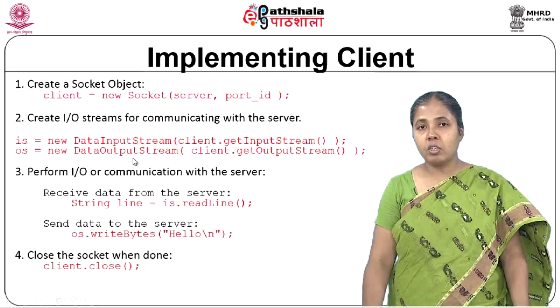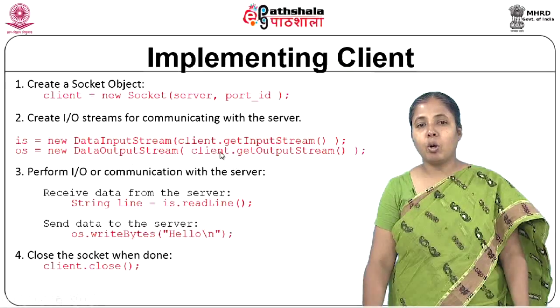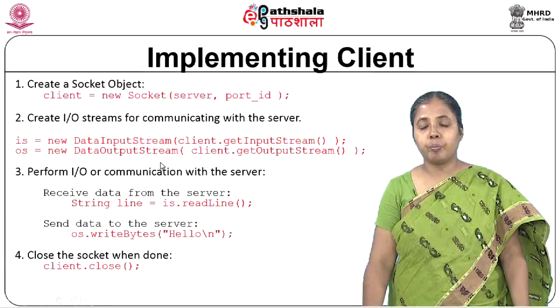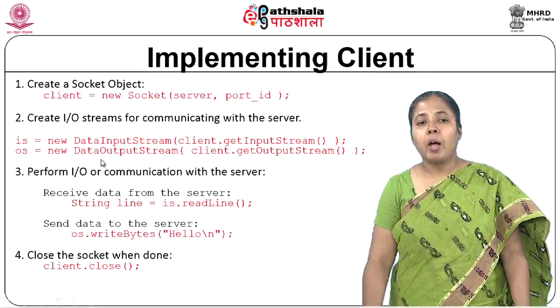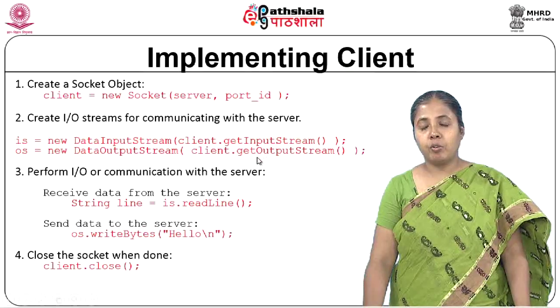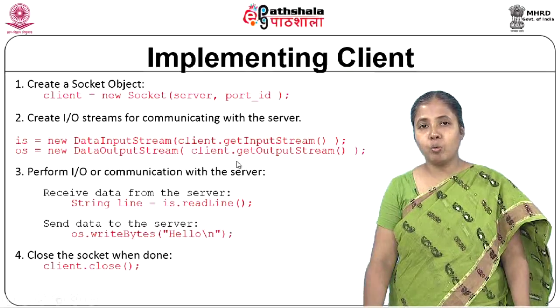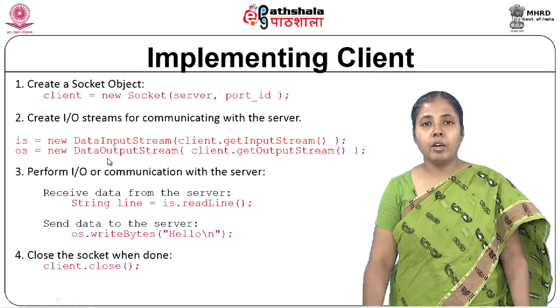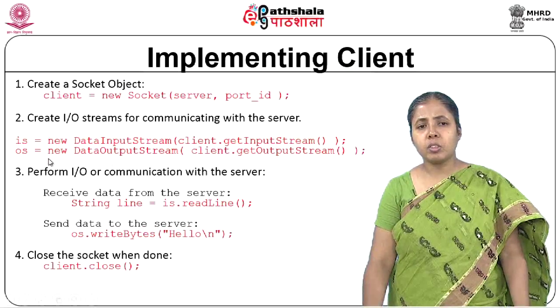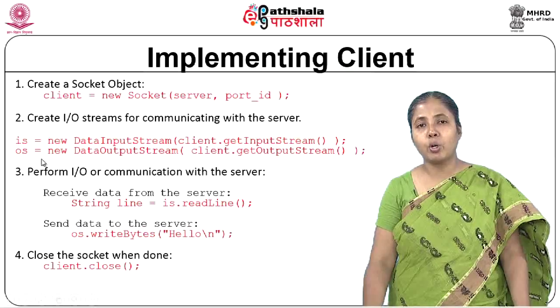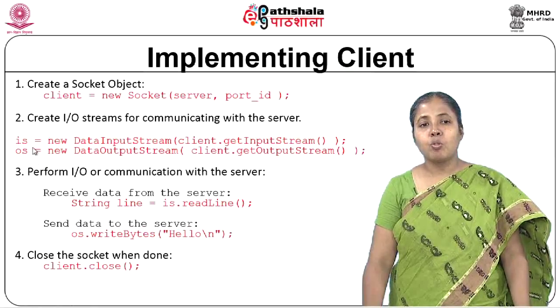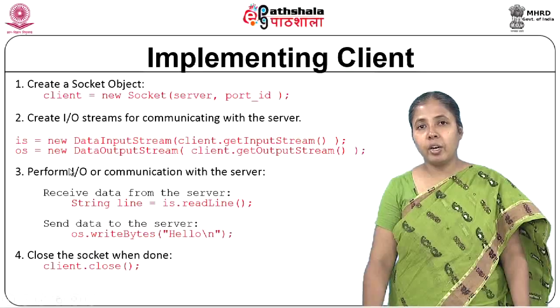As we have seen in the server implementation, in the client implementation also we use the socket object dot get input stream, and we wrap it with the data input stream to create the input stream through which you can read data. Then we use the method called get output stream on the invoking socket object, and we create a data output stream, which would be the output stream through which you want to write data to the socket. So, the input stream is for reading data from the socket, and the output stream is for writing data to the socket.